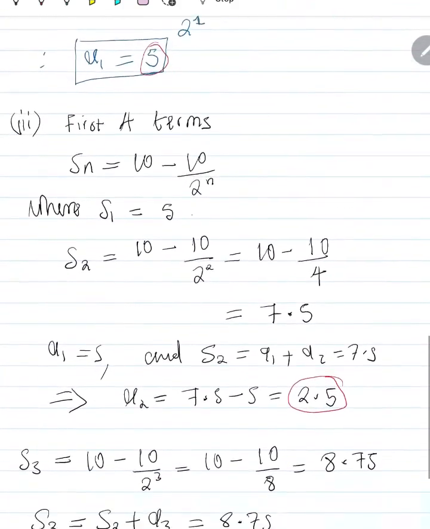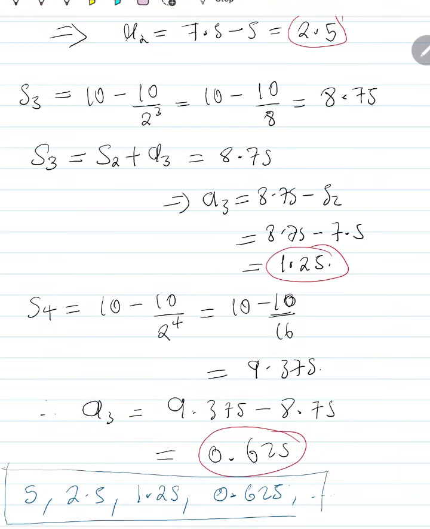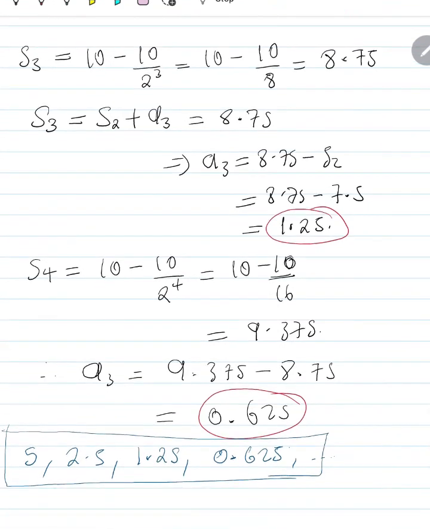Now let us put everything together. So the first term we said was 5. So you have 5, comma, second term 2.5, third term 1.25, and the last term is 0.625. Okay, and so forth. So these are the first 4 terms.